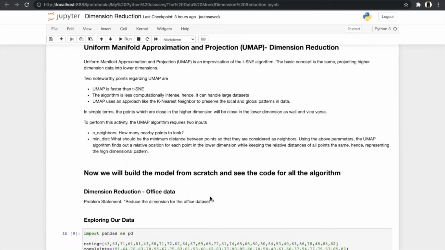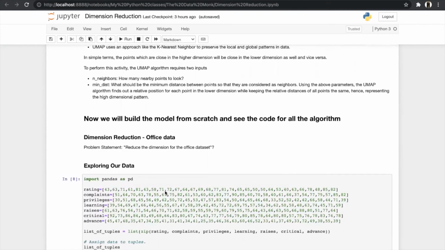To build any model, first we will explore our data. And to explore our data, we have imported the library pandas as pd. Then after importing the library, this is our data. This is our first column, rating, second column, complaint, then privilege, then learning, then raises, then critical, then advanced.